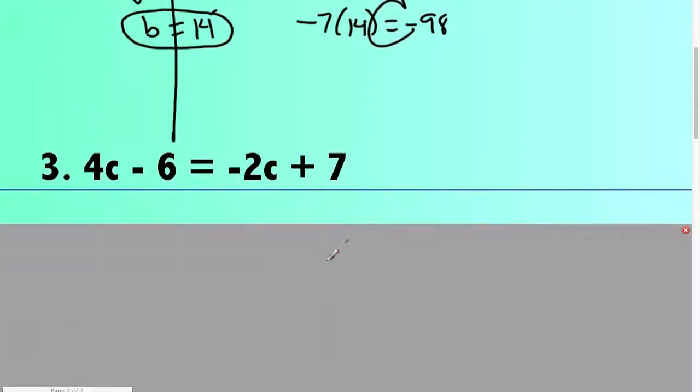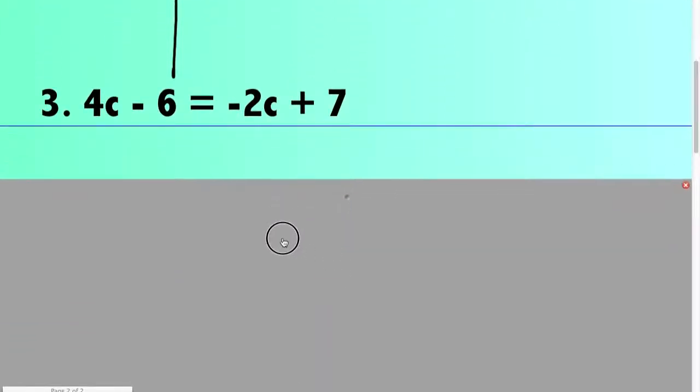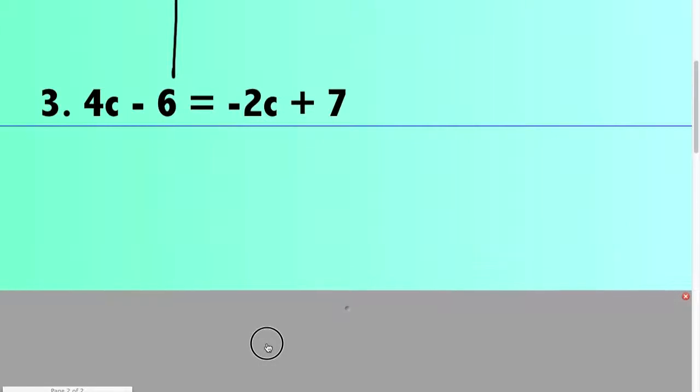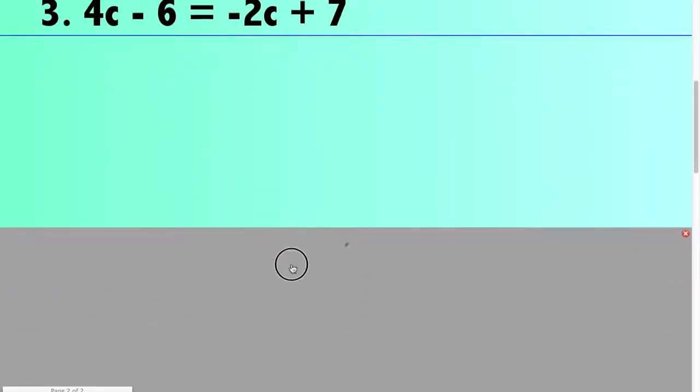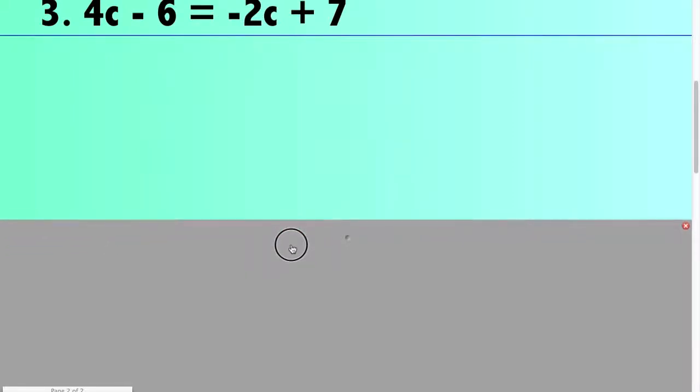We have 4c minus 6 equals negative 2c plus 7. Now this is variables on both sides. So this one gets a little bit more complicated. Not too much, so don't freak out or anything. But you have a couple things going on here. So we have 4c. Let me change the color so you can see what I'm doing. All right, so I like to put in my symbols, or my positive or negative. So this is a positive 4c. This is a negative 6, this is a negative 2c, and this is a positive 7.